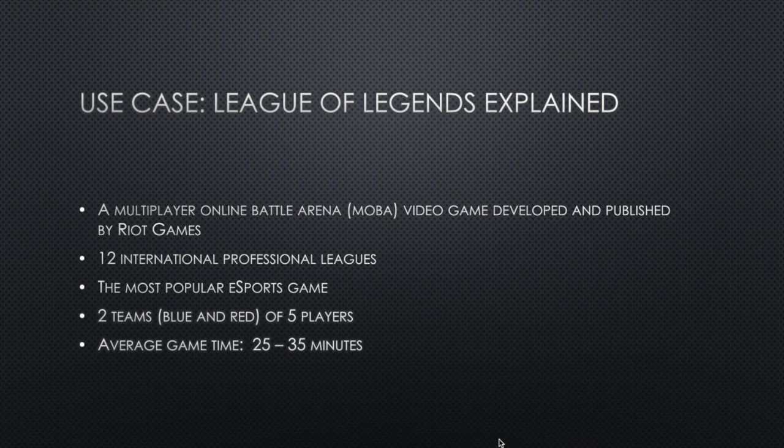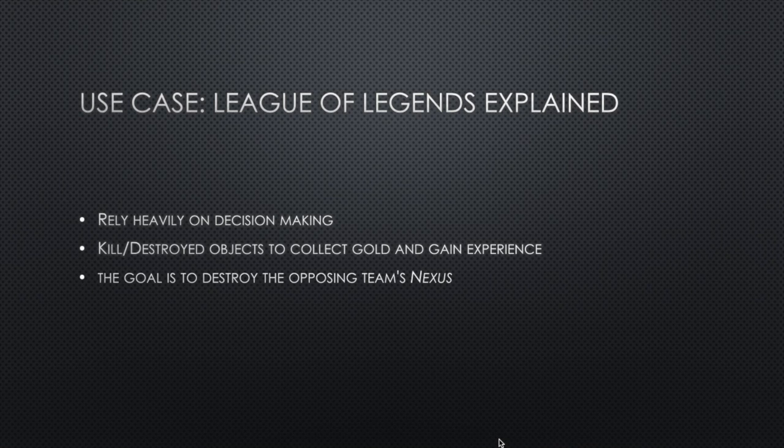In a standard game, there are two teams of 5 players. The average game time is usually between 25 to 35 minutes. This game relies heavily on decision making. You need to quickly make decisions to collect more resources or prevent your enemies from getting theirs. In the map, there are different kinds of objects. Players will need to kill or destroy these objects to collect gold and gain experience. The ultimate goal for this game is to destroy the nexus of the opposing team.